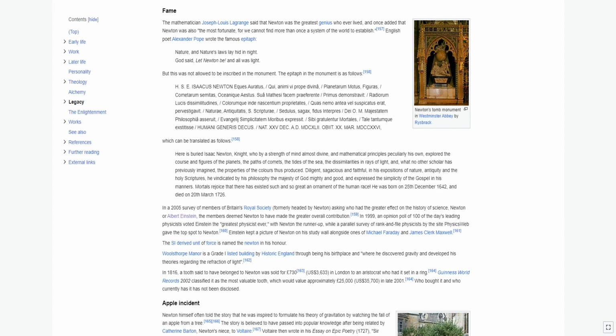The SI-derived unit of force is named the Newton in his honor. Woolsthorpe Manor is a Grade I listed building by Historic England through being his birthplace, and where he discovered gravity, and developed his theories regarding the refraction of light.